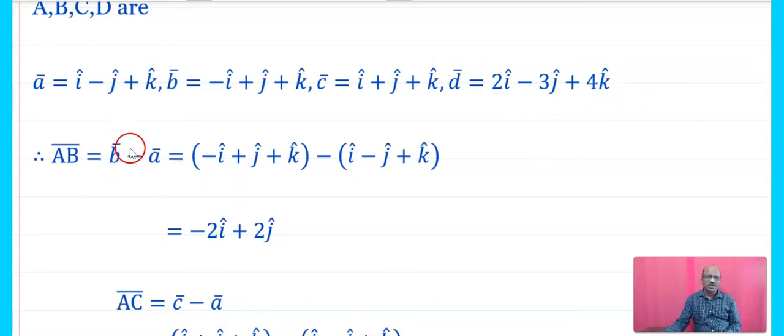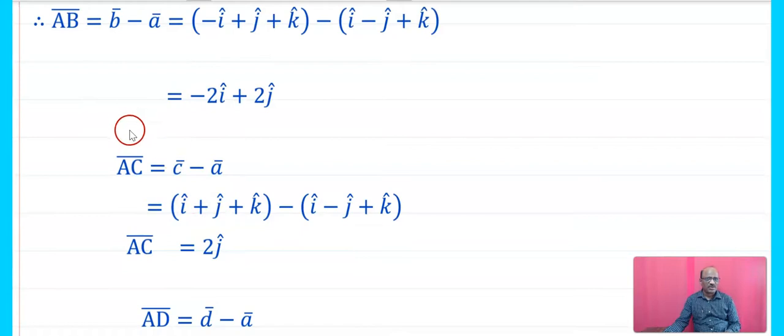What is AB bar? AB bar is nothing but B bar minus A bar. That means minus i cap plus j cap plus k cap, minus, in bracket, i cap minus j cap plus k cap. If you open the bracket, minus i and minus i cap make minus 2i cap, plus j and plus j cap become 2j cap, and k cap minus k cap becomes 0. Therefore, AB bar is equal to minus 2i cap plus 2j cap. This is the value of AB bar.